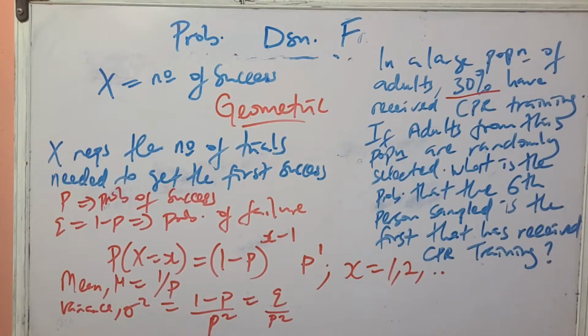If they say 10% have received CPR training, there was a large population of adults. They say 10% of that population have received CPR training. If adults from this population are randomly selected, what's the probability that the sixth person sampled is the first that has received CPR training?